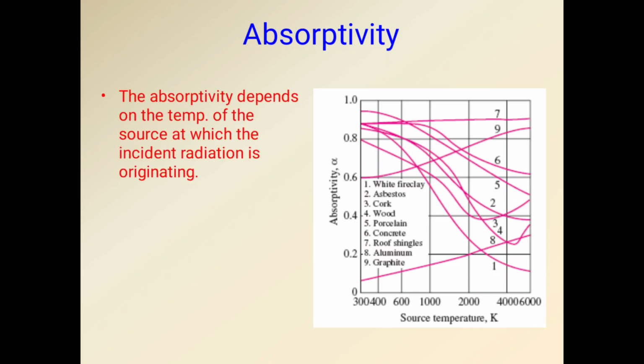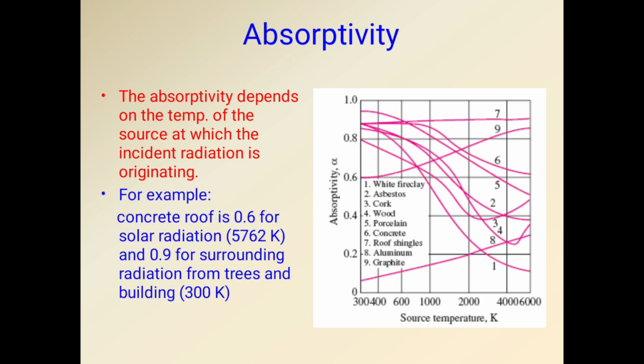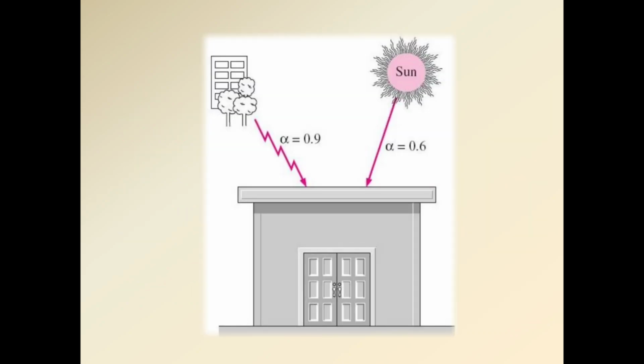Absorptivity. The absorptivity depends upon the temperature of the source from which the incident radiation is originating. For example, the absorptivity of a concrete roof is 0.6 for solar radiation and 0.9 for surrounding radiation from trees and buildings. This is a diagram for examples.